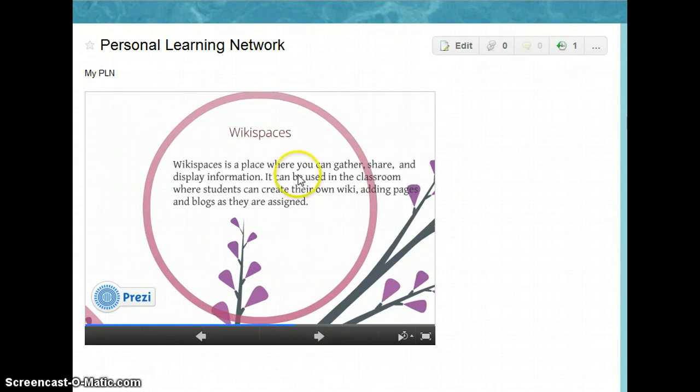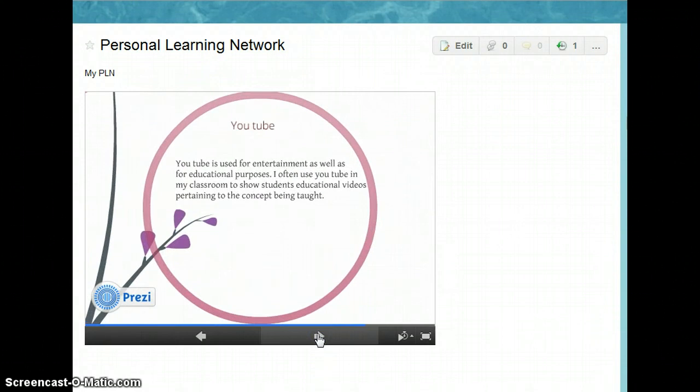Wikispaces is a place where you can gather, share, and display information. It can be used in the classroom where students can create their own wiki, adding pages and blogs as they are assigned. YouTube is used for entertainment as well as for educational purposes. I often use YouTube in my classroom to show students educational videos pertaining to the concept being taught.